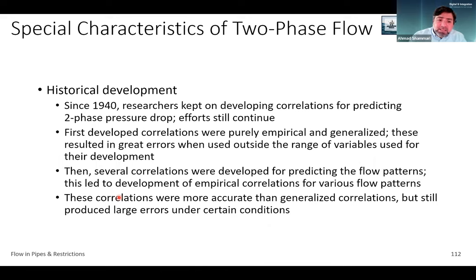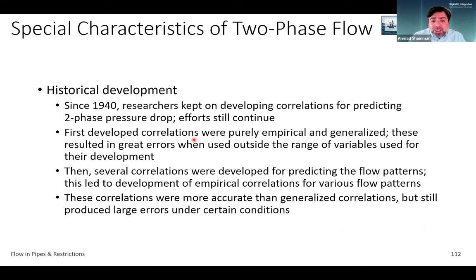So historically, since the 40s, researchers kept on developing correlations for predicting two-phase pressure drop, and the efforts still continue. Until today, in my company, Schlumberger, where we have OLGA software, yesterday I attended a presentation where our scientists are still working on improving the calculations of the pressure drop, the high definition to calculate the film, et cetera, so it's not something easy.